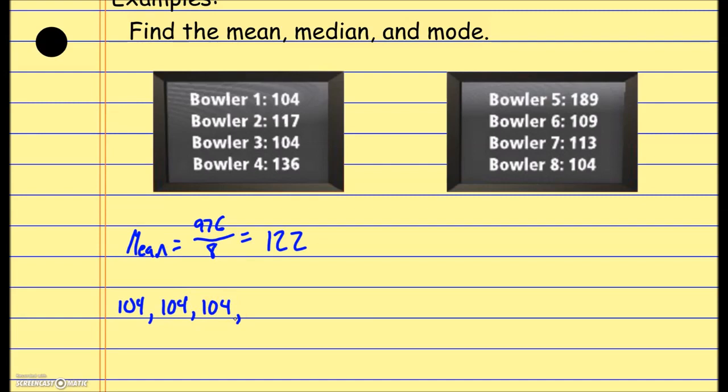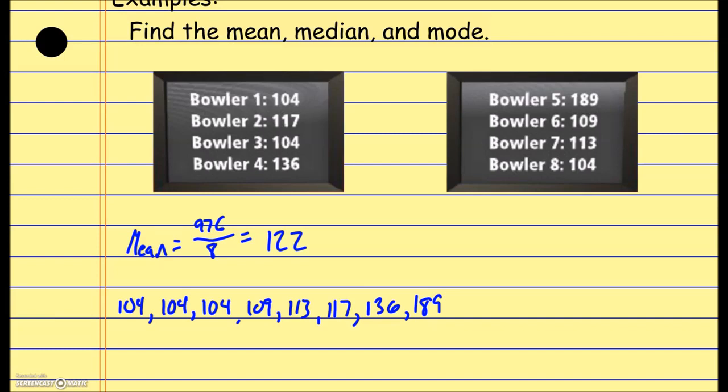And next up, we have the 113. And then it looks like the 117. Oh, sorry, I missed the 109 in there. Let me try again. So the 109, then the 113, then the 117. And then after that, it looks like I've got the 136, and then the 189. And just as a quick check, just count how many values you have here. It should be a total of 8 to make sure you didn't miss any.